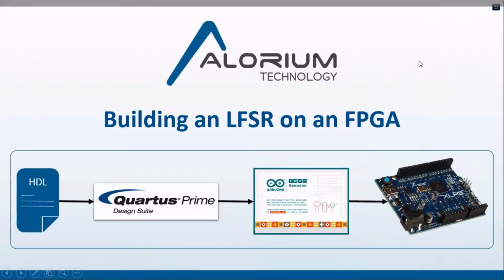We're going to be building an LFSR module onto our FPGA on an Accelerate board, and as we do that, we're going to be taking our RTL code, compiling it with Quartus Prime, and using the Arduino IDE to load it onto an Accelerate board.